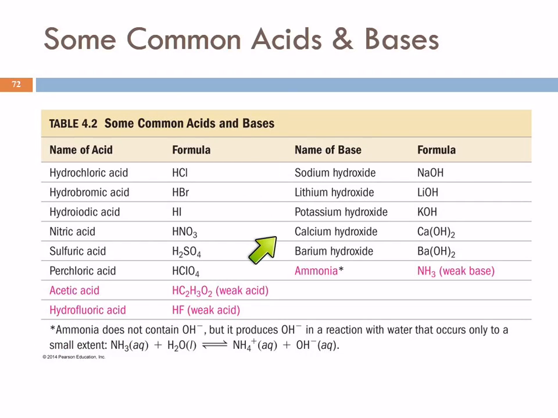And here we have some common bases: sodium, lithium, and potassium hydroxide. Those guys are very soluble. Calcium hydroxide and barium hydroxide are somewhat soluble. They're not as soluble. And then we have ammonia. Ammonia is a weak base. The rest of these are strong bases.